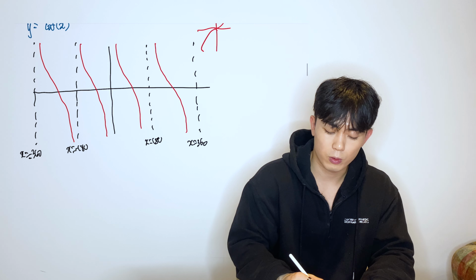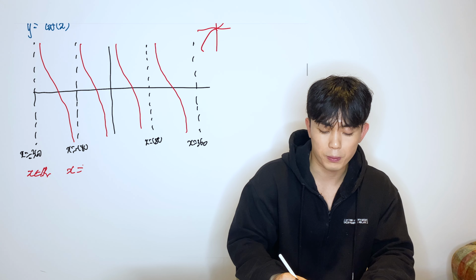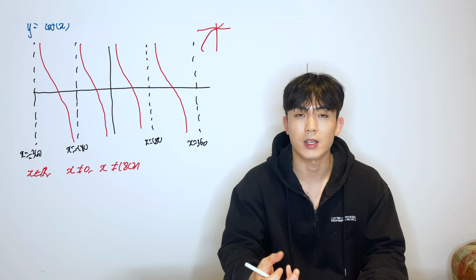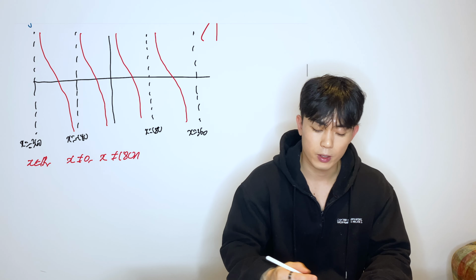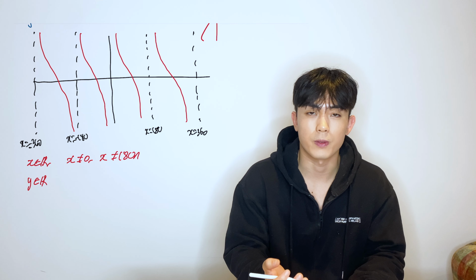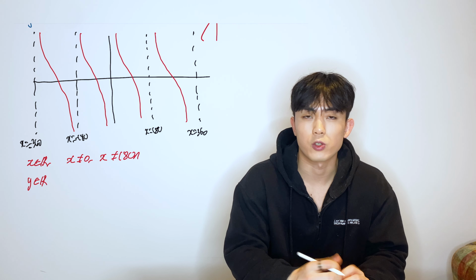Domain and range, well, once again, x can be all real numbers except at these asymptotes, so it can't be 0, and it can't be any multiples of 180 again. So it's the same thing as y is cosec x. The range, well, y can actually be any real numbers. There's no numbers which it can't be. Okay? So these are the 3 graphs of the new trig functions that we've learned.